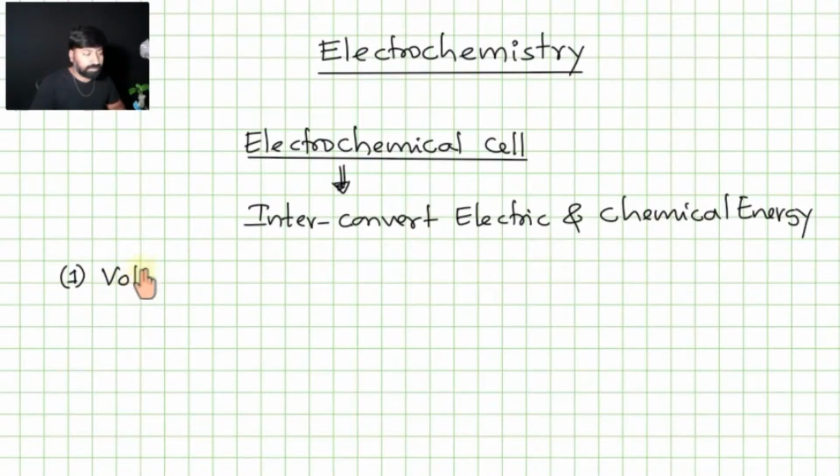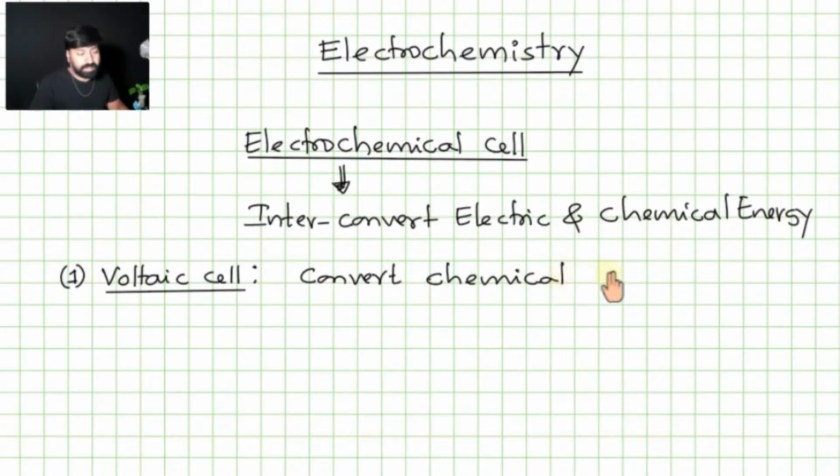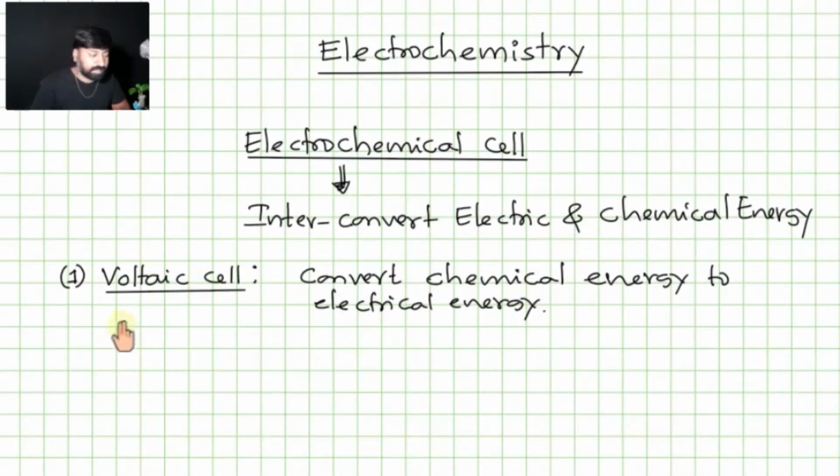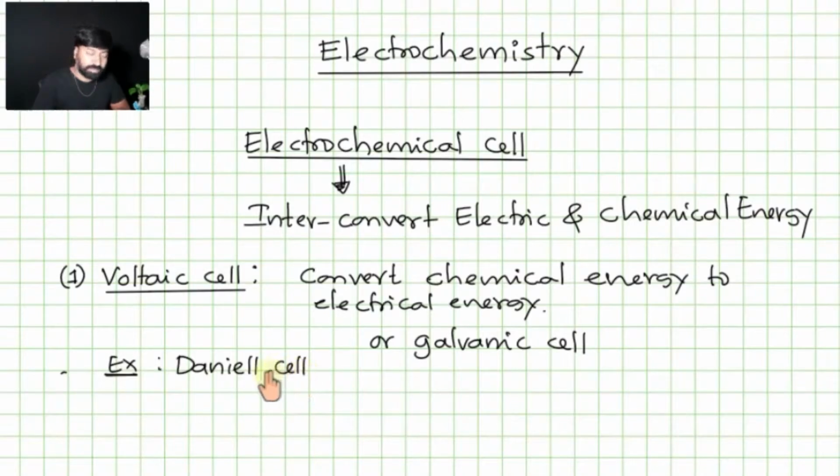One is called the voltaic cell. Okay, the voltaic cell is a device which converts chemical energy into electrical energy. Okay, this is one point. Sometimes this voltaic cell is also called a galvanic cell. And the best example for the voltaic cell is the Daniel cell. Daniel cell is the best example for the voltaic cell.